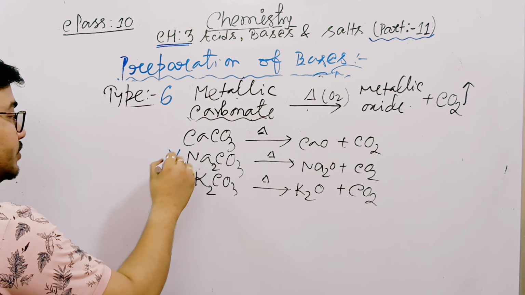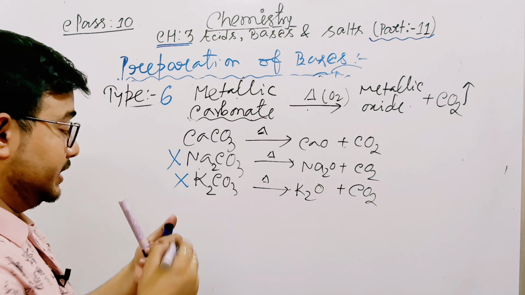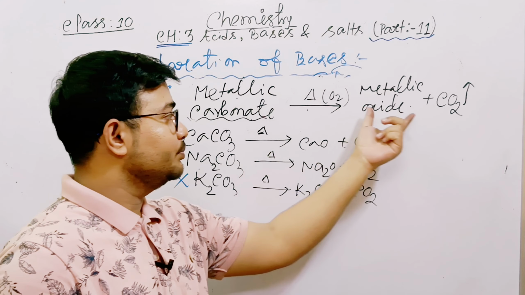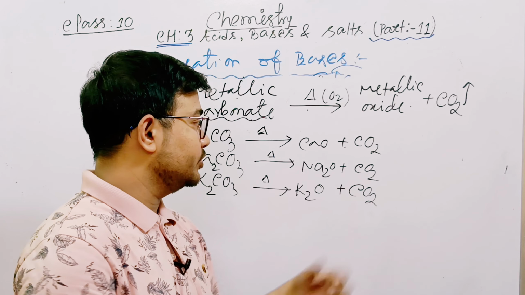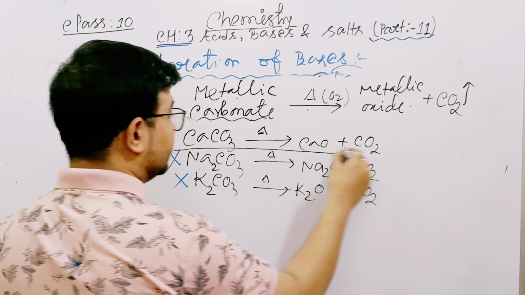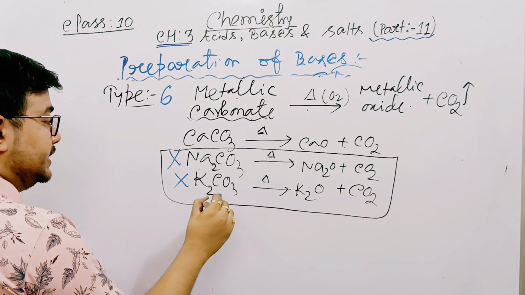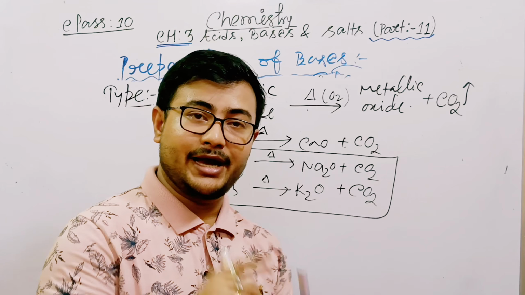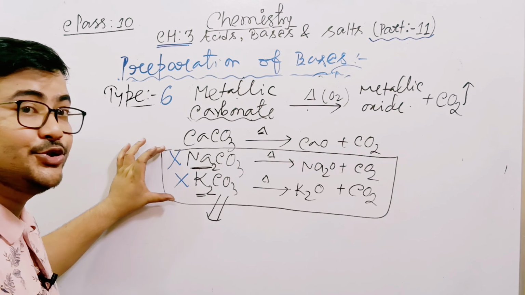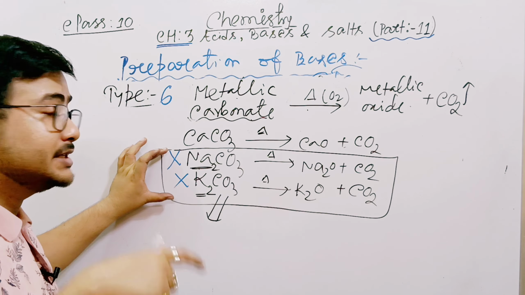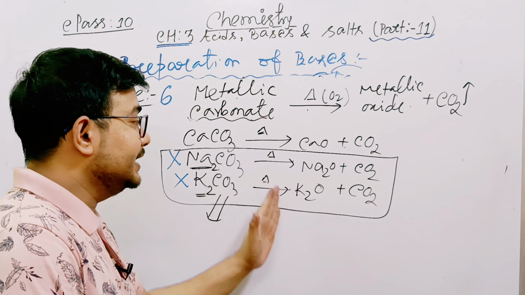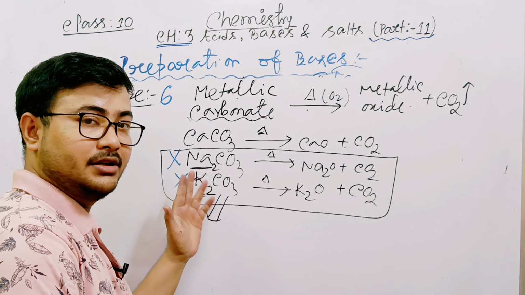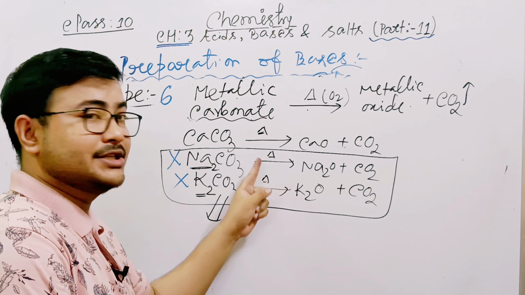No, these two are wrong. Why? In the heading it is written metallic carbonate. So obviously after decomposition it will give metallic oxide, carbon dioxide. Why are these two wrong? Because, keep in your mind, these two metals, sodium and potassium, are highly active, as all of you know, as well as highly stable. Stable means in presence of heat it will not dissociate. Since they are stable, they will not dissociate in presence of heat.